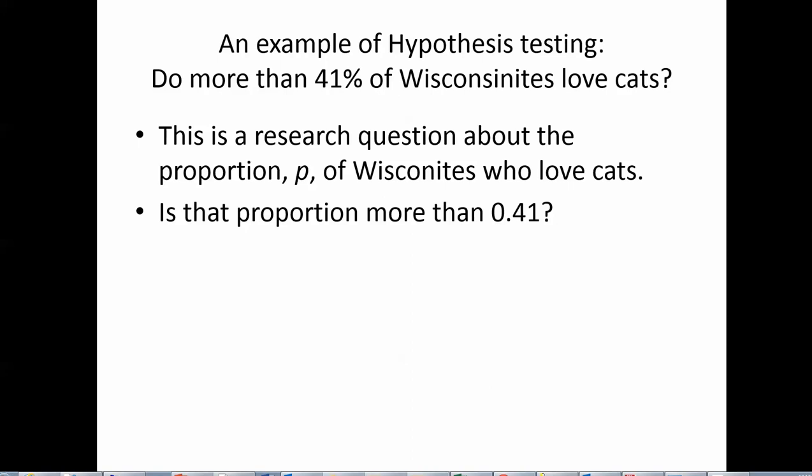In this short video, we'll do an example of hypothesis testing for one population proportion, and we'll ask the question: do more than 41% of Wisconsinites like cats? This is a research question about the proportion of Wisconsinites who love cats, and we want to know, is it more than 0.41?